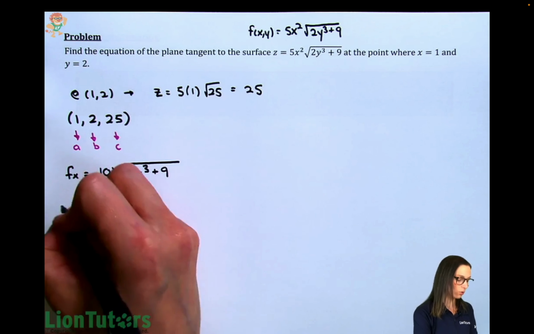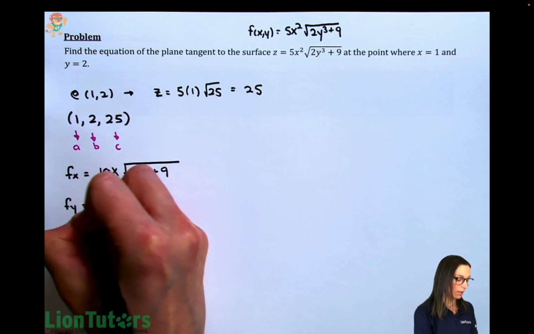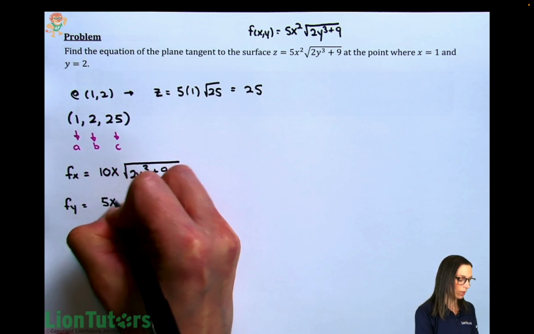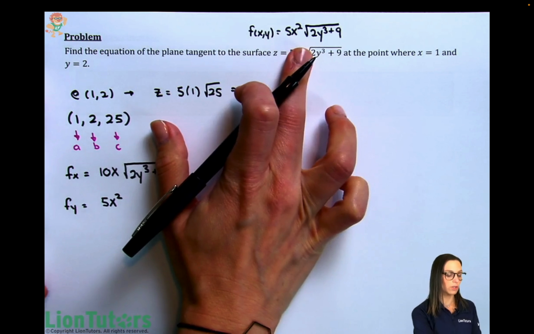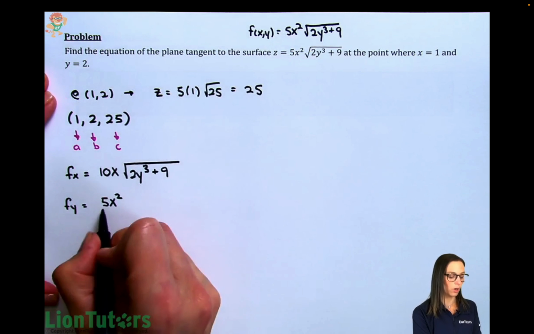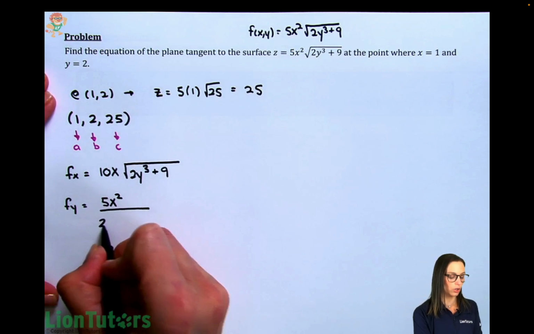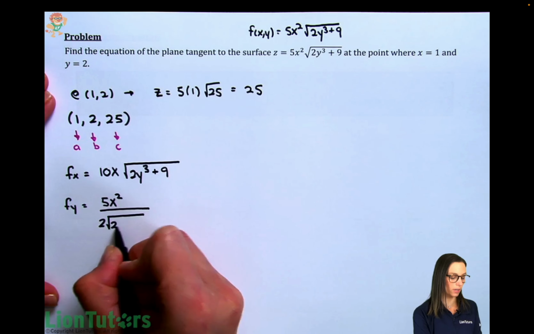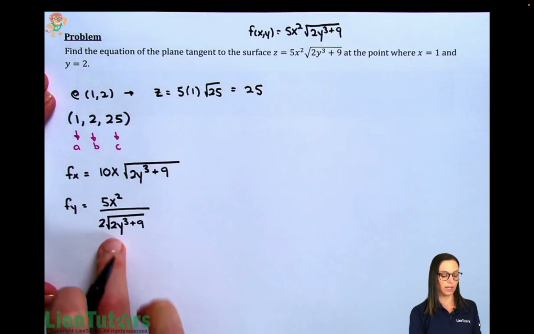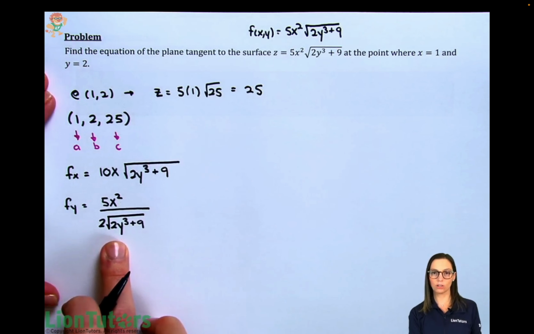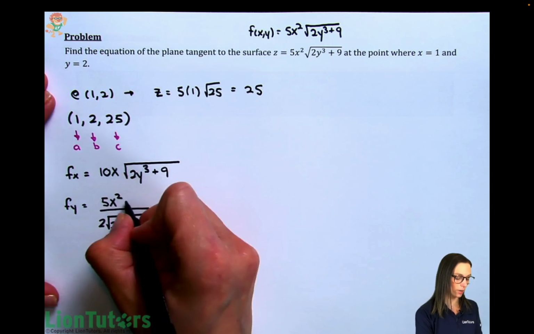Now, if you take the partial derivative with respect to y, in this case, that 5x squared is just a number. And then if you have the square root of something and you take the derivative, it's going to be 1 over 2 times the square root of that thing. So that would be 1/2 times this guy to the negative 1/2. And then chain rule says you need to multiply by the derivative of the inside. So the derivative of 2y cubed is going to be 6y squared.